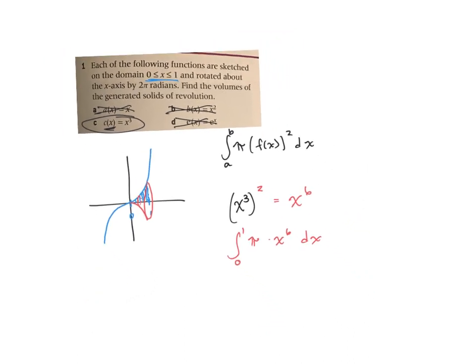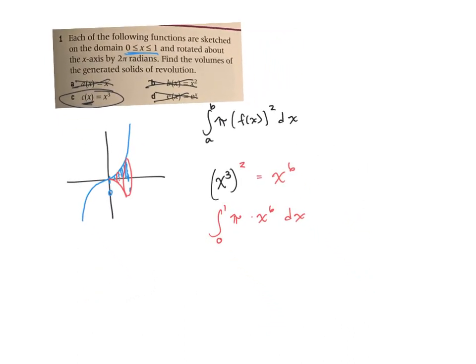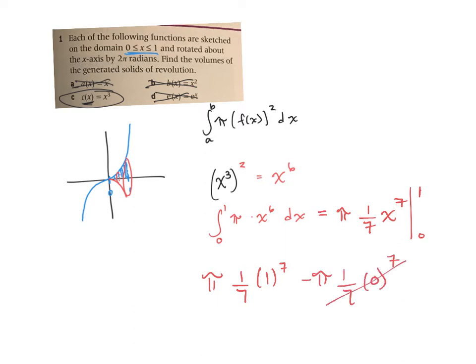The antiderivative, and by all means plug this into a calculator, you're totally welcome to do that, but we're going to get pi times 1/7 x to the 7th, and we're going to evaluate from 0 to 1. So that would be pi times 1/7 of 1 to the 7th minus pi times 1/7 times 0 to the 7th, and that's 0. So you just get pi over 7. And that would be units cubed, I guess. Let me know what questions you have, but that's really the gist of it.